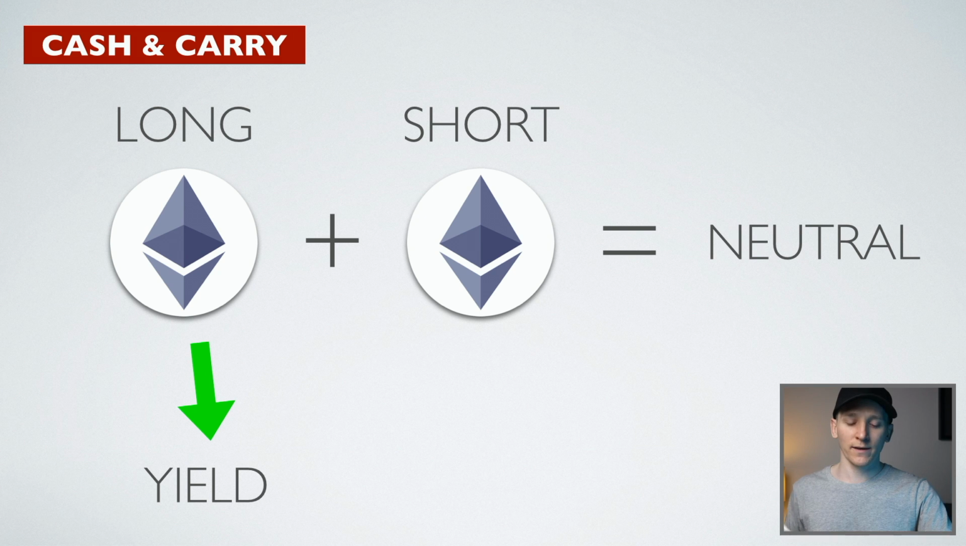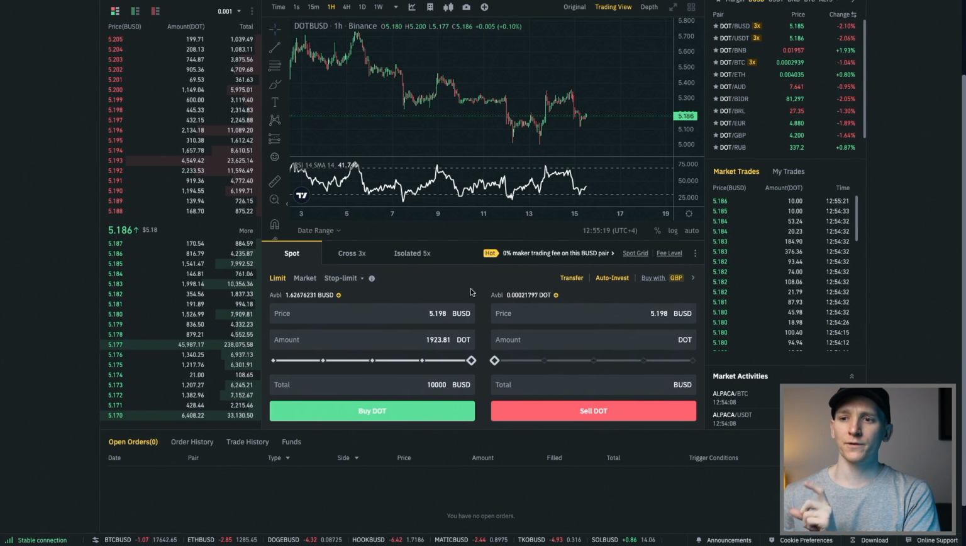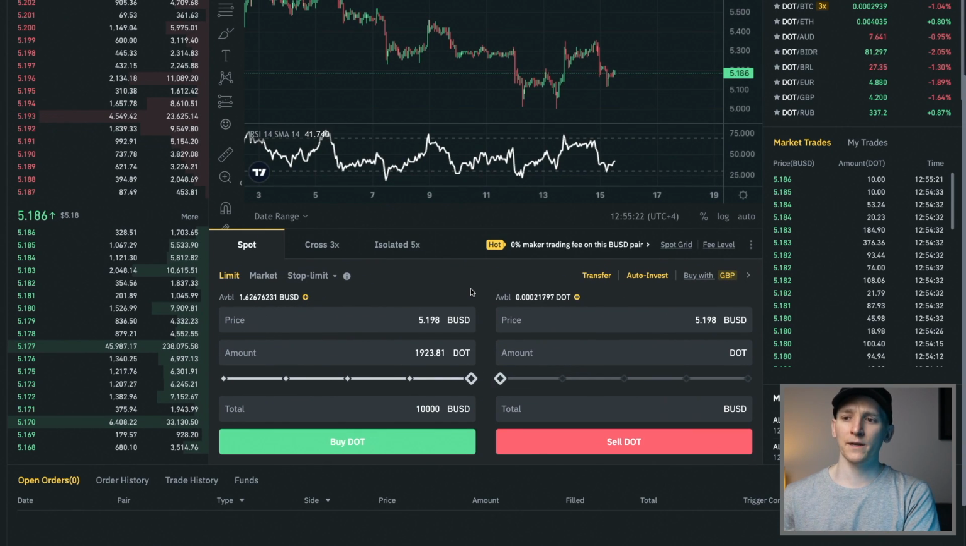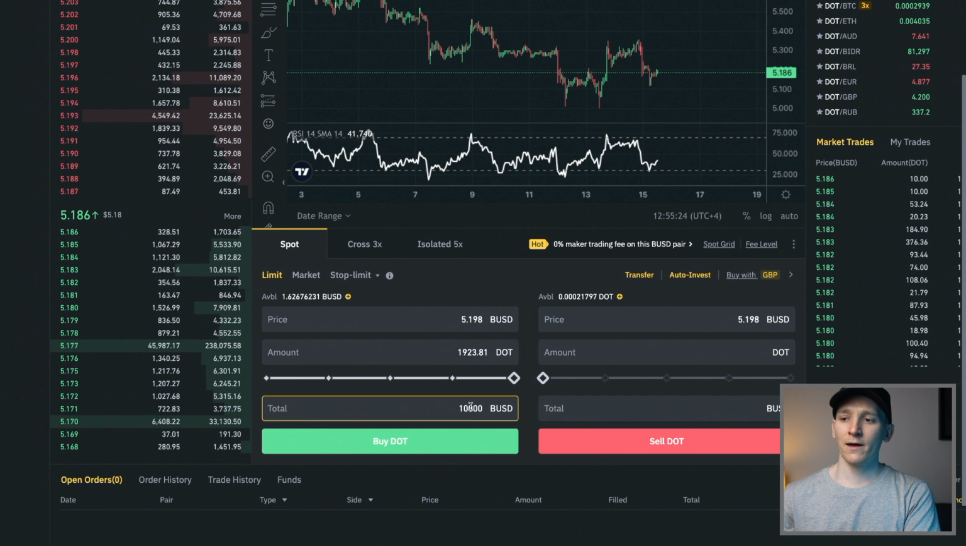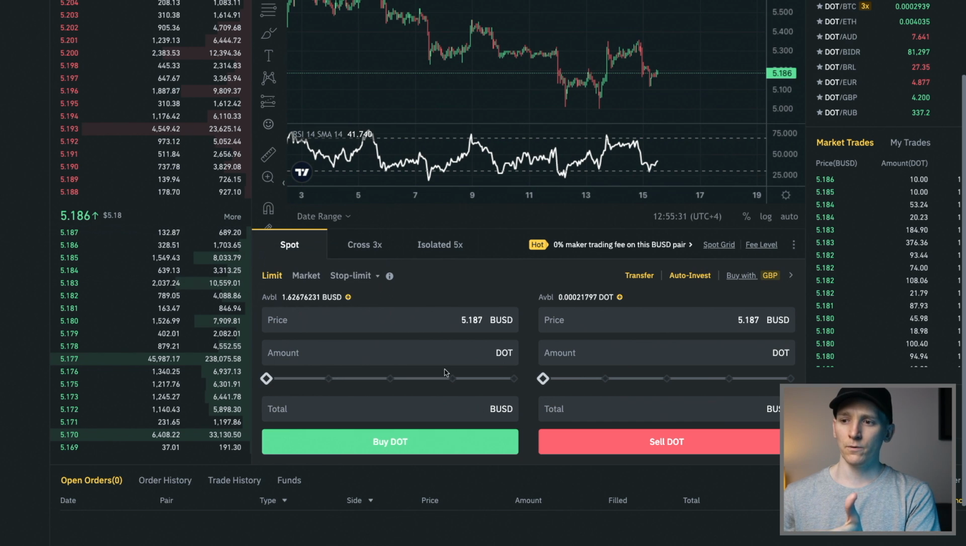So firstly, we need to take this long position, and I'll show you with $10,000 and we want to take a $10,000 short position as well. So how much capital do we need for this? Firstly, we go over to the market that we want to take a long spot position in. So we're going to go over to the DOT market here, and we're going to trade BUSD for DOT. So we have a $10,000 position here, and we're going to get the position open at whatever price that we can. 5.187 in this example, $10,000. And we can see that the DOT position is 1,927 Polkadot.